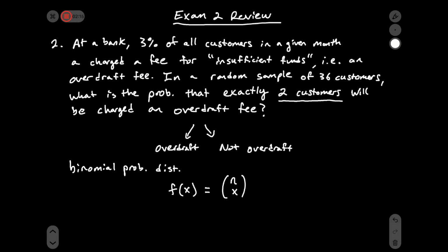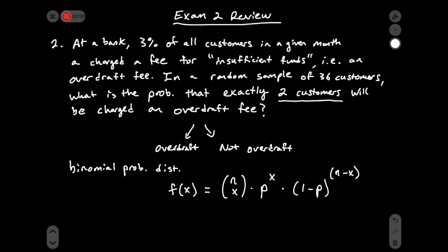And so we're taking this combination, multiplying it times the probability of being charged this fee to the power of x, times 1 minus the probability to the power of n minus x. So the probability of not overdrafting to the power of the number of people in this sample who won't be charged an overdraft fee. And if you remember the multiplication rule of probabilities, this makes sense, taking the power to x or the power to n minus x.